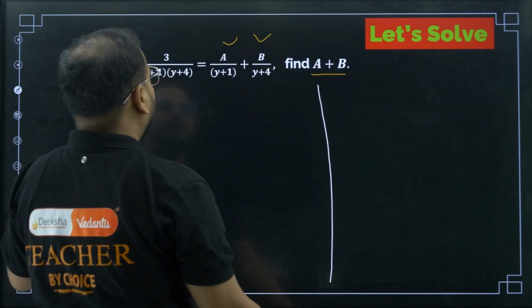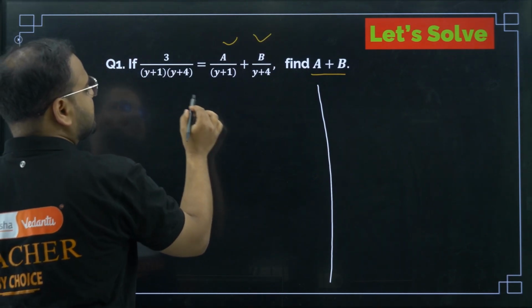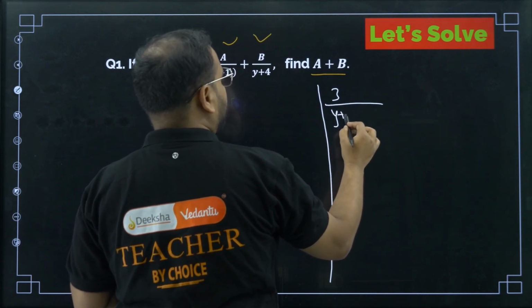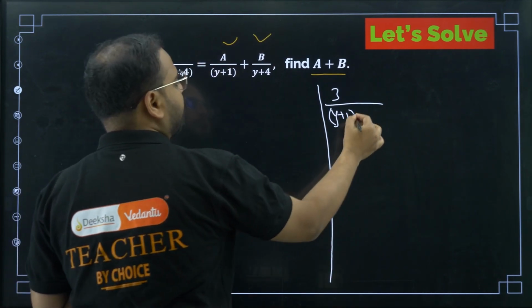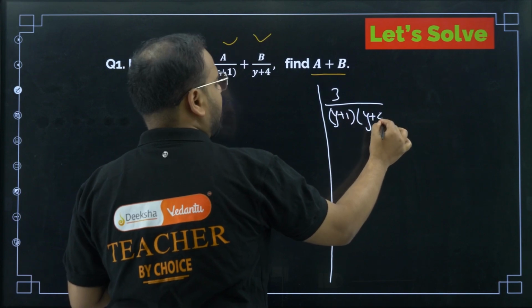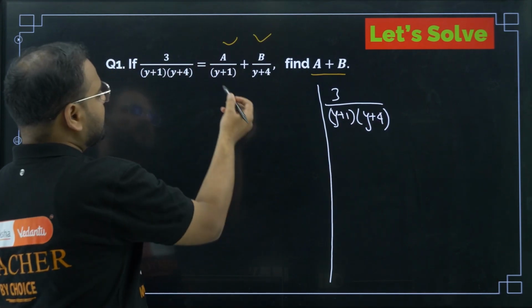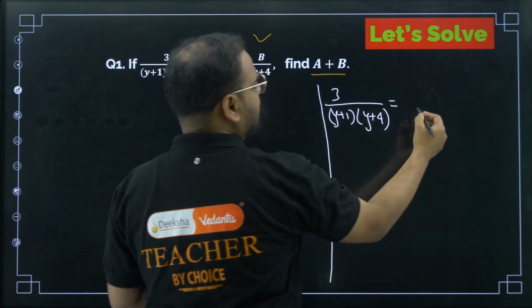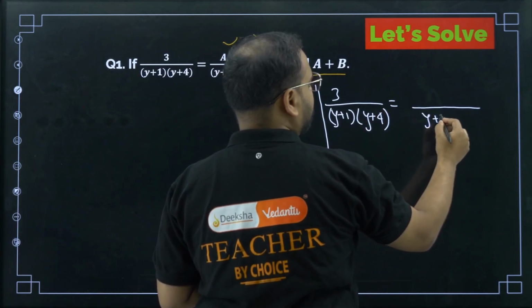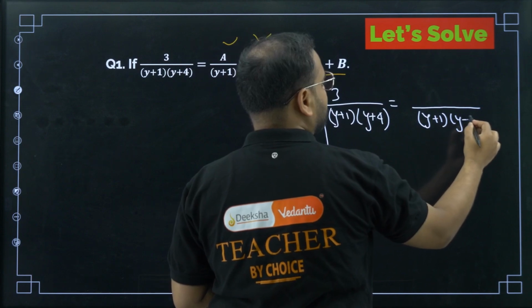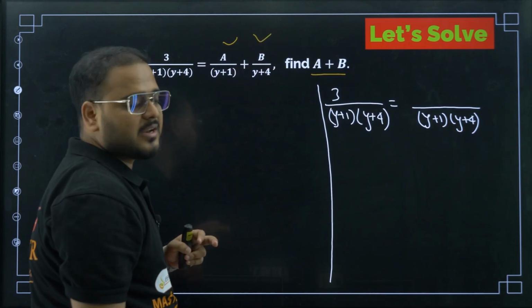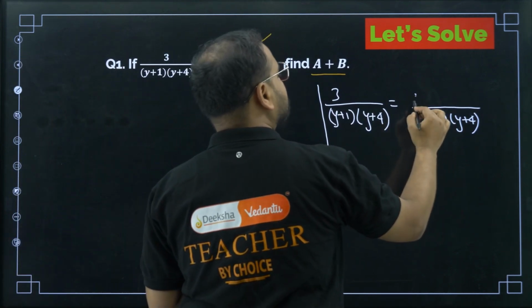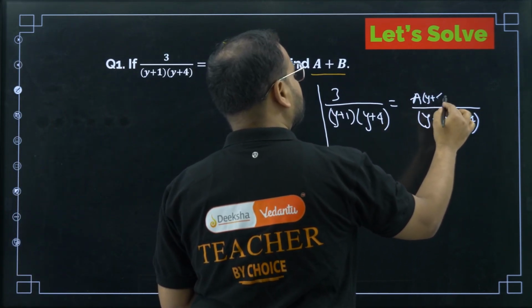Over here I will write this as it is: 3 upon y plus 1 and y plus 4. I hope this is visible. And then I will write this as, now I'll take the LCM over here: y plus 1 and y plus 4. Now if I take the LCM, I have to multiply a with y plus 4. So I write like this, a times y plus 4.